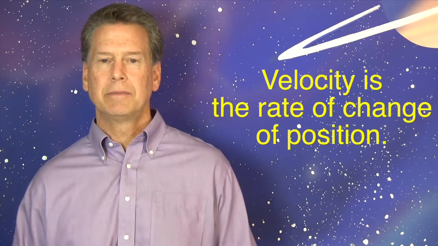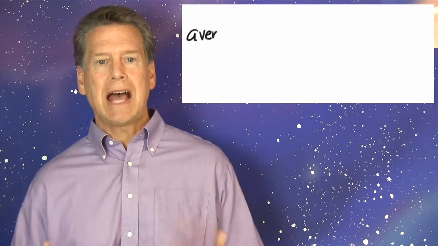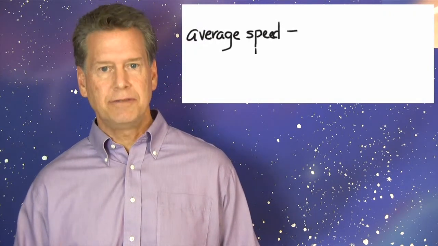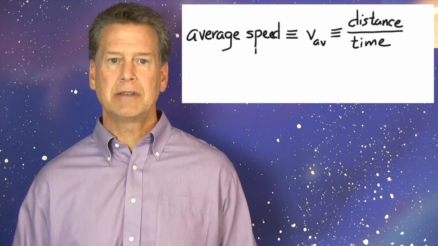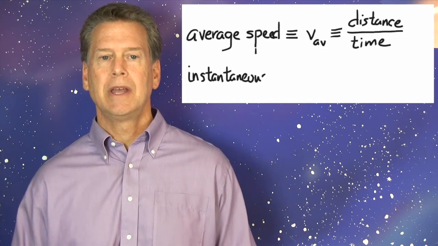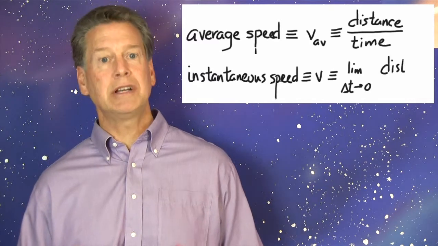But what about speed? Average speed is easier to define than average velocity. That's because we really don't have to take direction into account. Speed is a scalar quantity. Average speed is just what we described in RP2, although we didn't say average back then. Average speed, v sub AV, is defined as distance traveled divided by elapsed time. And instantaneous speed is just the same thing, but measured over a very short period of time.